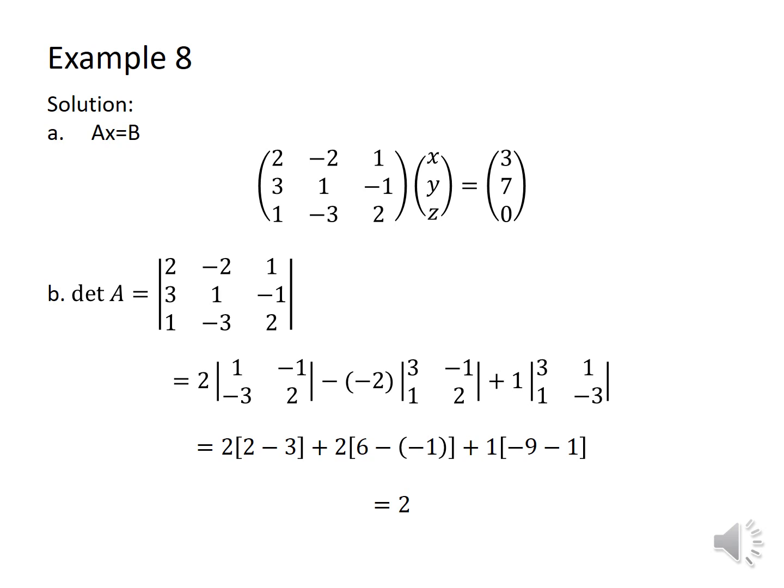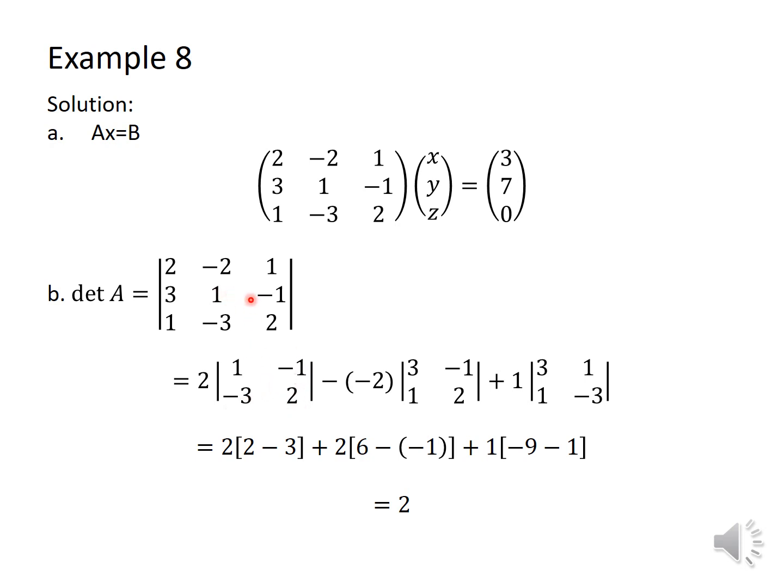For the B part, to get the determinant, we change the round brackets to modulus form. And to calculate the determinant, we recall the sign for each element. For the first element, the sign is positive. And you close the first row and the first column. And we have 1, negative 3, and 2, and you put a cross.